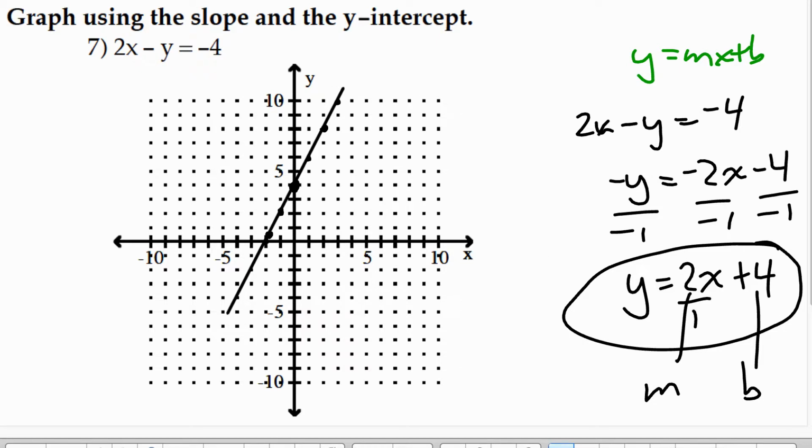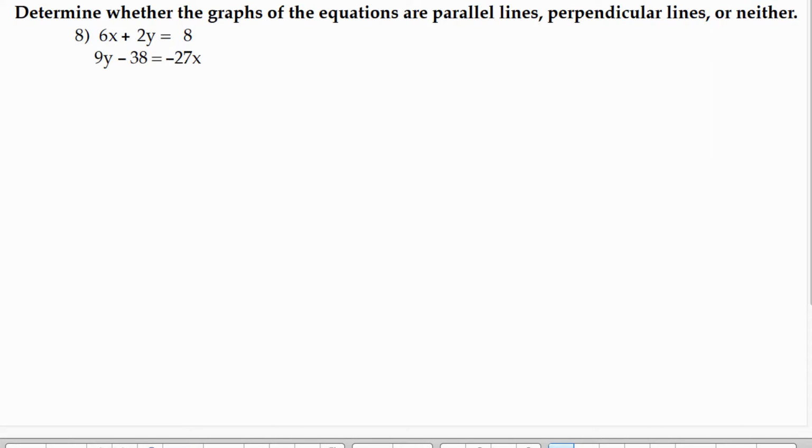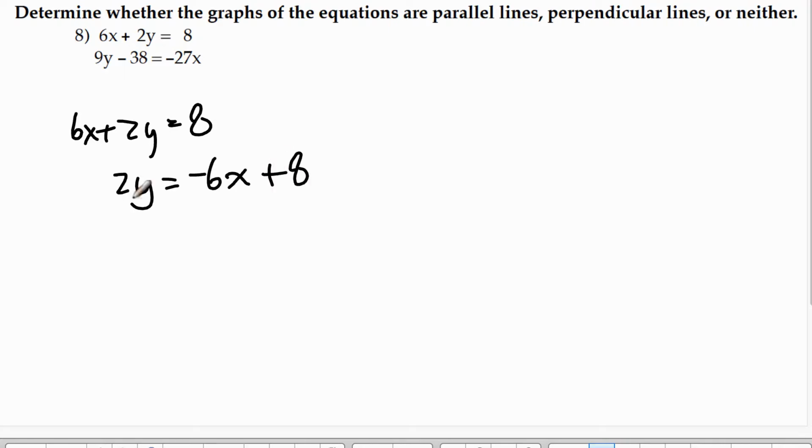Okay. All right, next question. This one says, determine whether these are parallel, perpendicular, or neither. I have to get each of them into that y equals mx plus b format. So this first one, I have 6x plus 2y equals 8. I'm going to move the 6x to the other side and make it negative. Then I'll divide everything by 2. Y equals negative 3x plus 4.